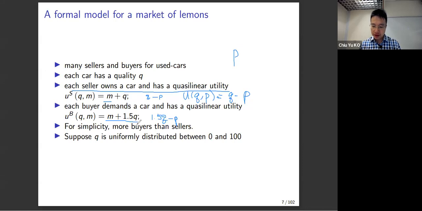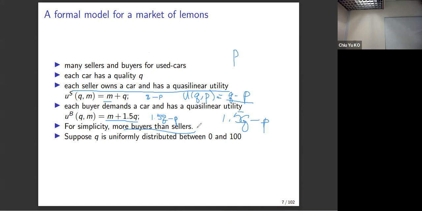Because the indirect utility function, you remember, is in terms of your income and your allocation. Okay, but anyway, that is my payoff, right? Depending on the quantity, right? If it's a good car, like this, right? 1.5Q minus P, okay? And again, I assume more buyers than sellers to avoid the bargaining issue, okay? The price will settle at the rents that are paid.